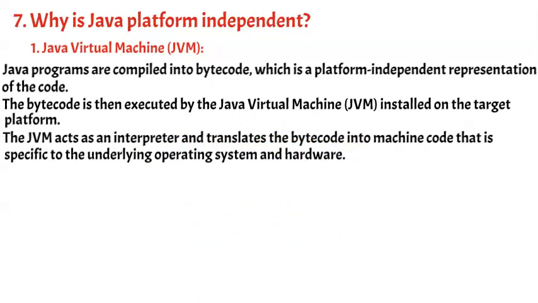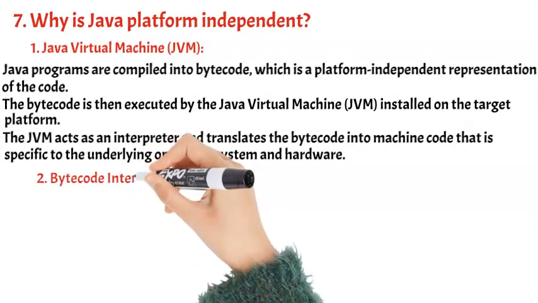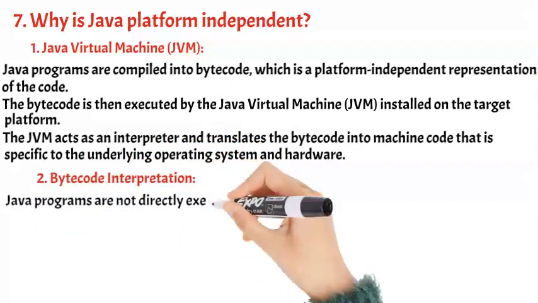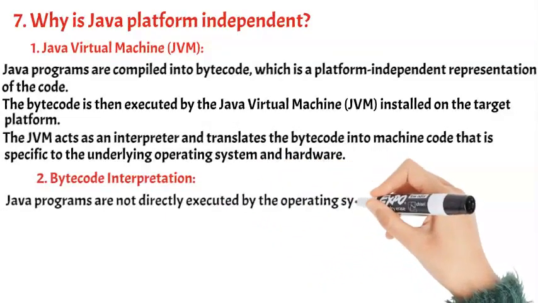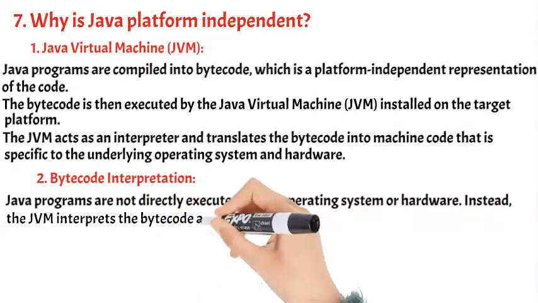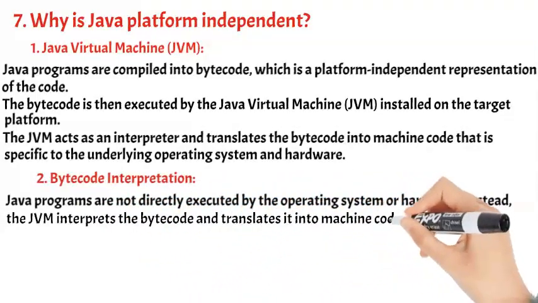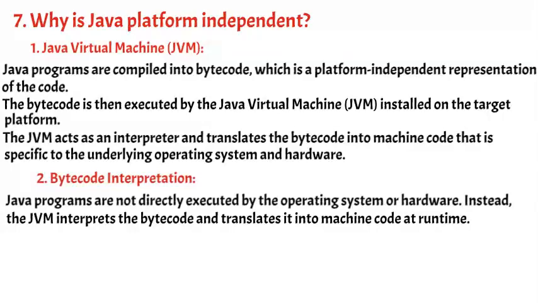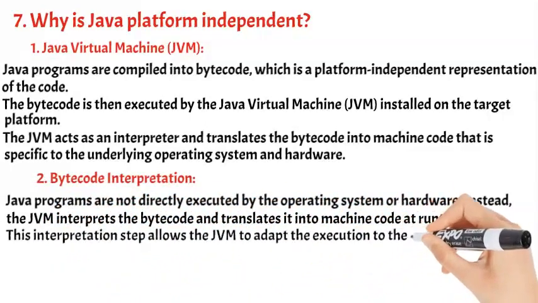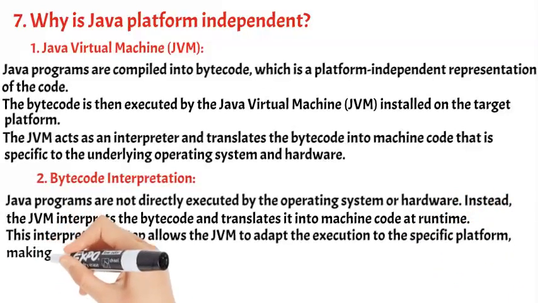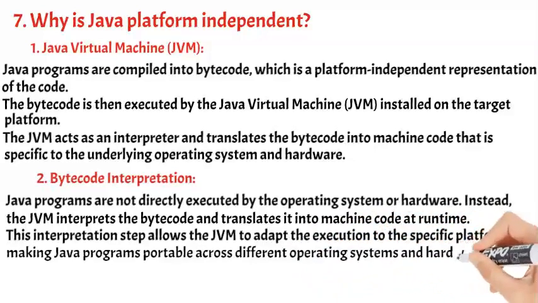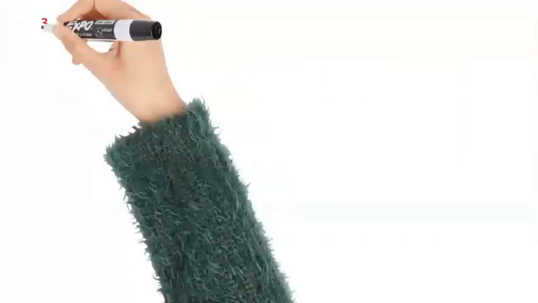system and hardware. 2. Bytecode interpretation. Java programs are not directly executed by the operating system or hardware. Instead, the JVM interprets the bytecode and translates it into machine code at runtime. This interpretation step allows the JVM to adapt the execution to the specific platform, making Java programs portable across different operating systems and hardware architectures.